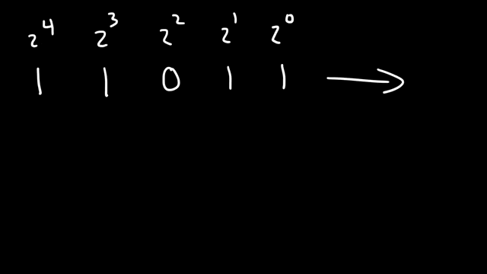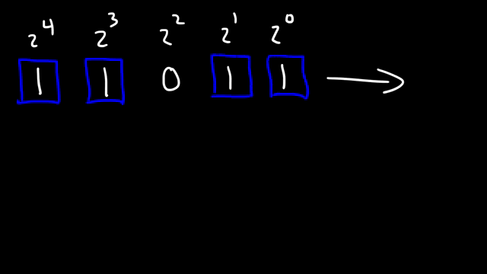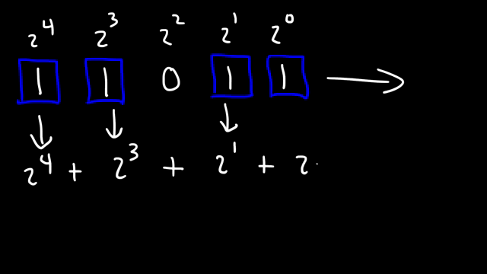11011. So go ahead and convert this number into a decimal number. So this is going to be 2 to the 0 times 1, and then 2 to the first power times 1, 2 squared times 0, 2 to the third times 1, and then 2 to the fourth times 1. And just like before, we are going to ignore the 0 values and focus on the numbers that have a binary value of 1. So this is going to be 2 to the fourth, plus 2 to the third power, plus 2 to the first, plus 2 to the 0 power.